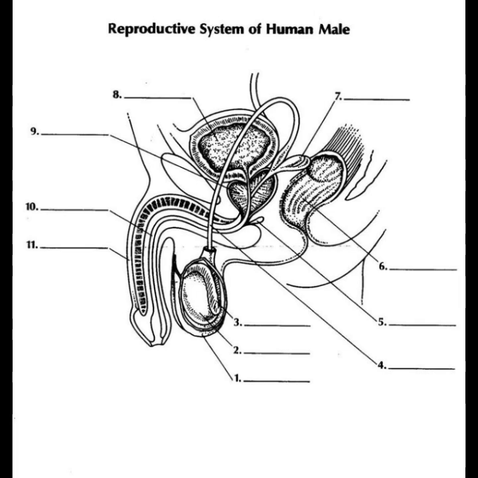WAEC question 4 from the year 2012. A. Describe briefly the menstrual cycle. And B. State the role of the following hormones. 1. Estrogen. B. Progesterone. C. Follicle stimulating hormone, in bracket FSH. And D. Luteinizing hormone.